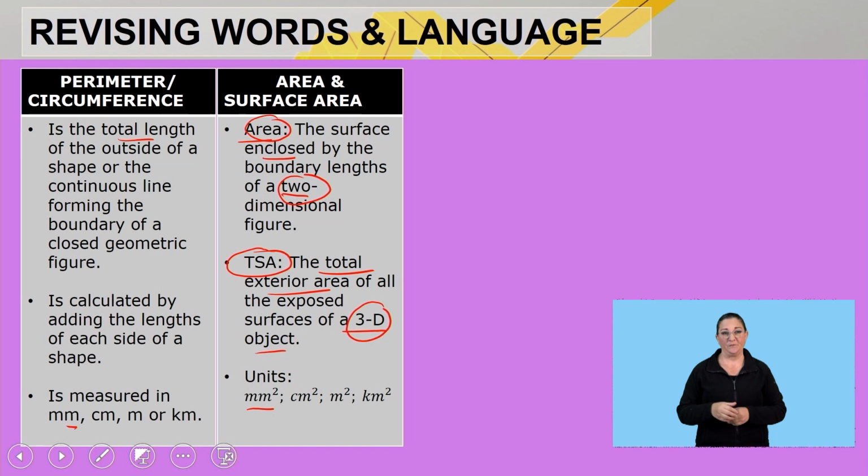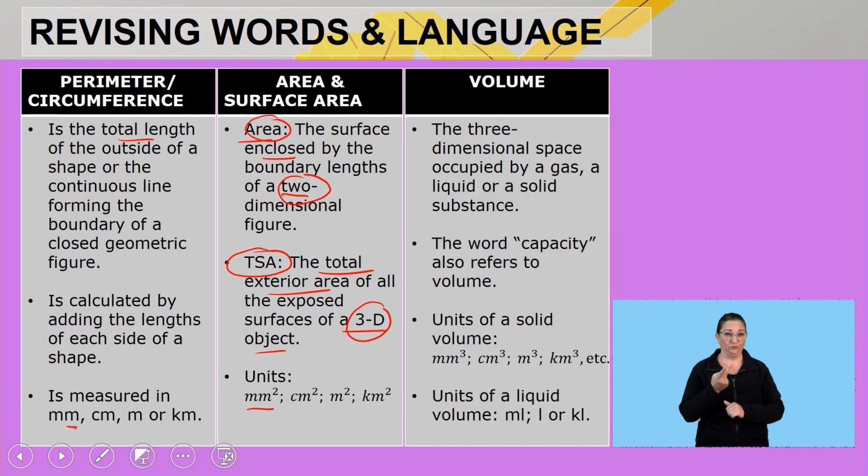Then we also looked at volume. And we've indicated that volume is the three-dimensional space occupied by a gas, a liquid or a solid substance. The word capacity also refers to volume. And then we know the units for solid volume are, for example, cubic centimeters, cubic meters, and so forth. And the units of liquid volume are milliliters, liters, or kiloliters.